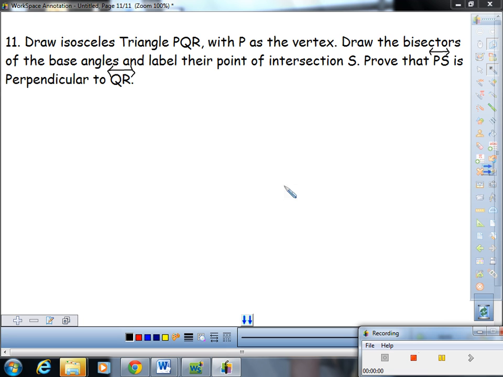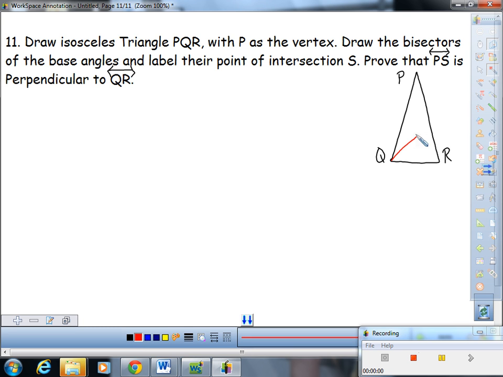We've got a case of the missing diagram problem here. Triangle PQR is isosceles with P as the vertex. You could have put R here and Q there and it would not change the problem. It says draw the bisectors of the base angles and label their point of intersection as S.